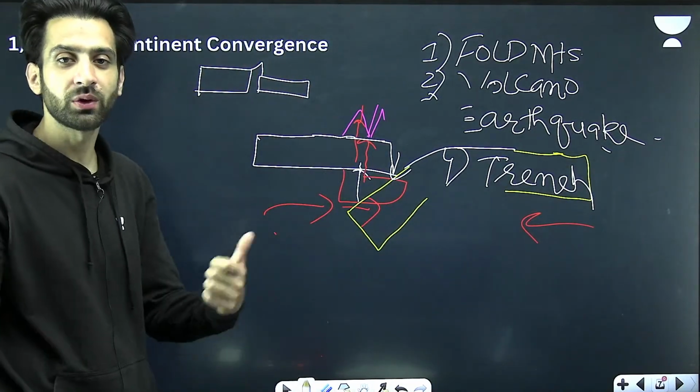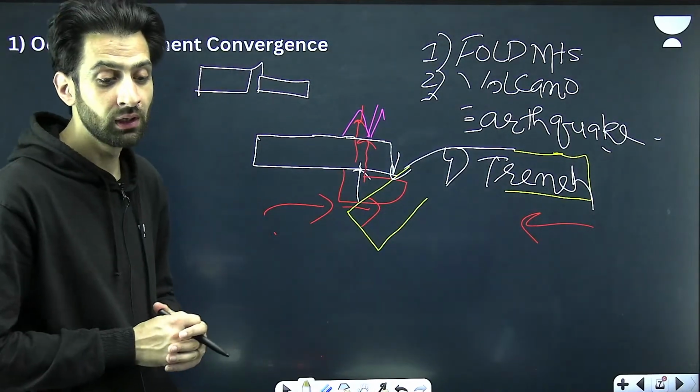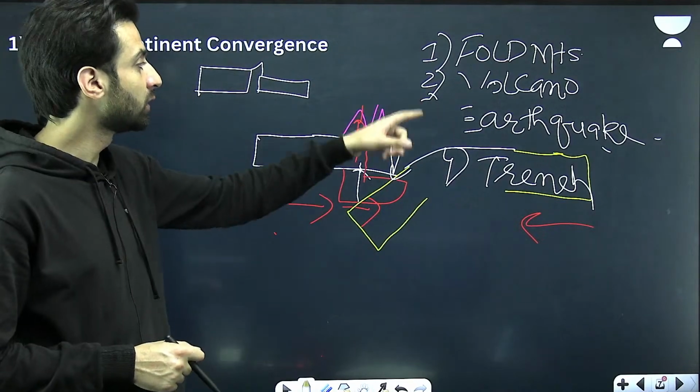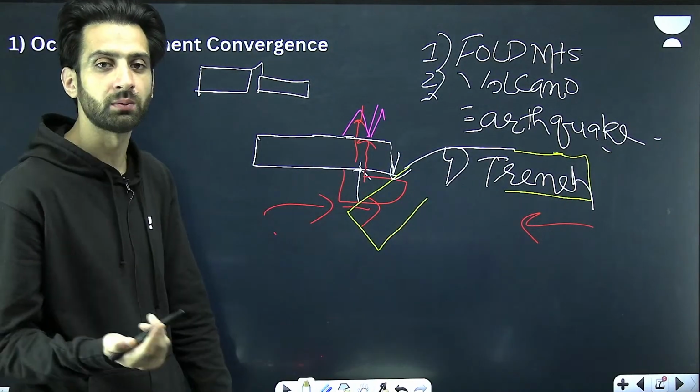This can easily be a question for you. What are the features that are associated with the continent ocean convergence? Then you will have to answer it like this: fold mountains, volcanoes, earthquakes, and trenches. These are associated, and you can easily explain how these are formed.